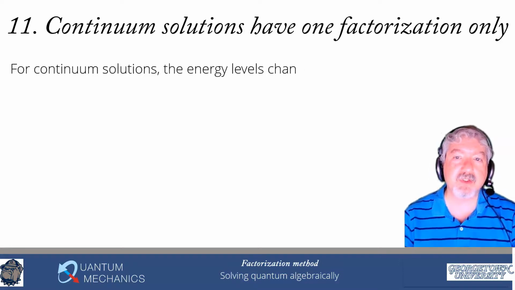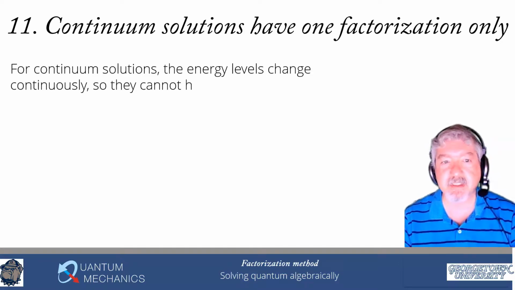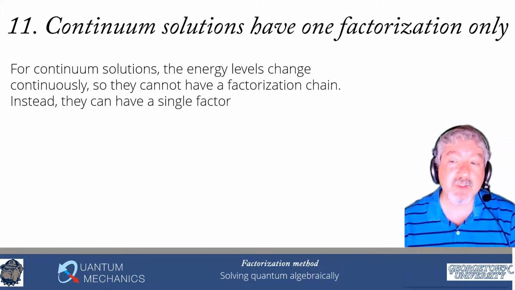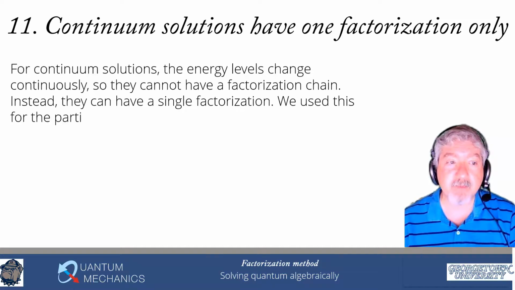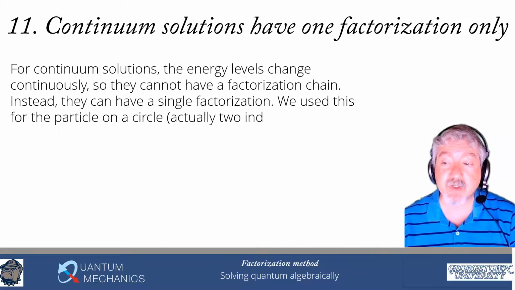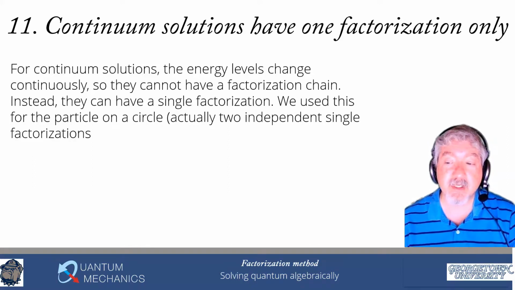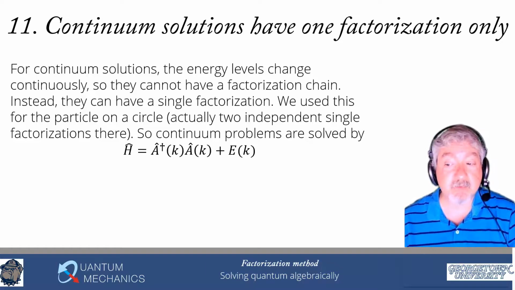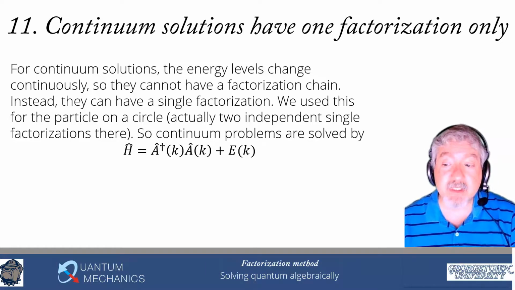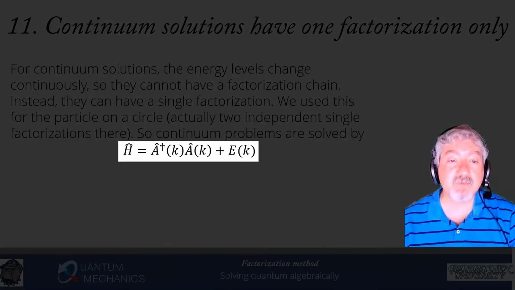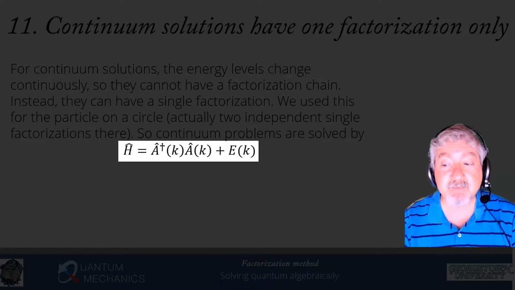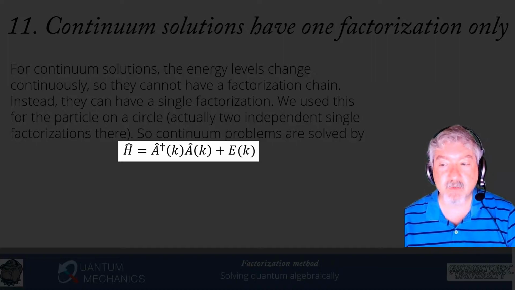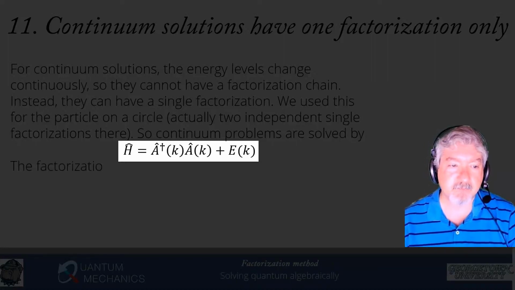Now, for the continuum solutions, the energy levels change continuously. And as I said, that means we cannot have a factorization chain. And instead, what we do is we just do a single factorization that depends on some parameter. This is what we use for the particle on a circle, and then we optimize the parameter to satisfy the boundary condition. And for the particle on a circle, we actually had two independent factorizations. Remember, I said factorization doesn't need to be unique. So the continuum problems are solved by taking the Hamiltonian and rewriting it as A dagger of k, A of k plus E of k, where k is some parameter that varies continuously, and then the E of k will also vary continuously with that parameter.